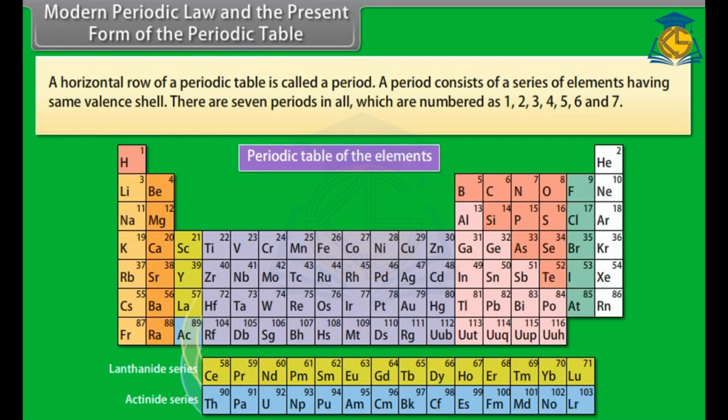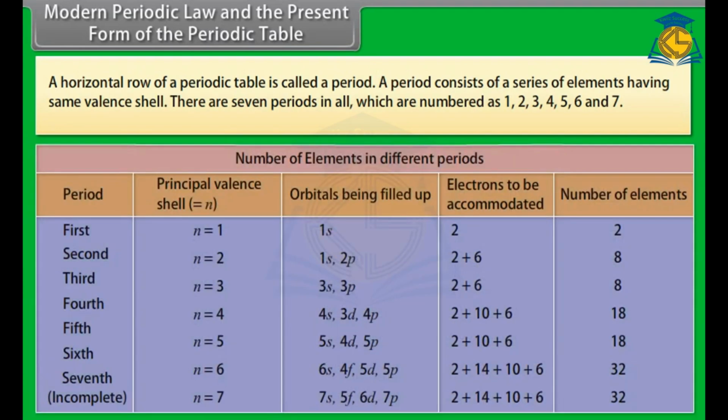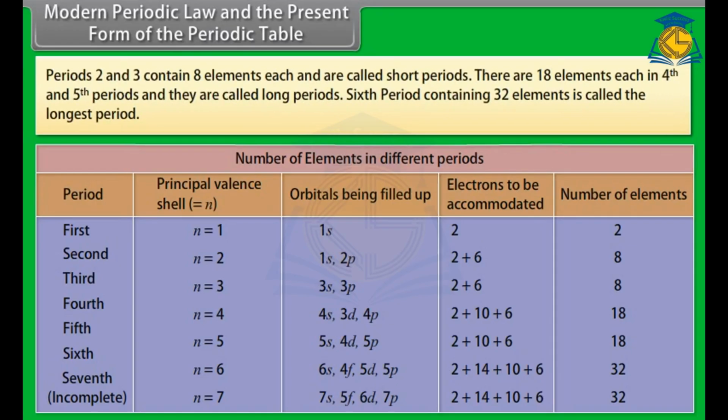A horizontal row of a periodic table is called a period. A period consists of a series of elements having same valency shell. There are 7 periods in all, which are numbered as 1, 2, 3, 4, 5, 6 and 7. Periods 2 and 3 contains 8 elements each and are called short periods. There are 18 elements each in 4th and 5th periods and they are called long periods. 6th period containing 32 elements is called the longest period.